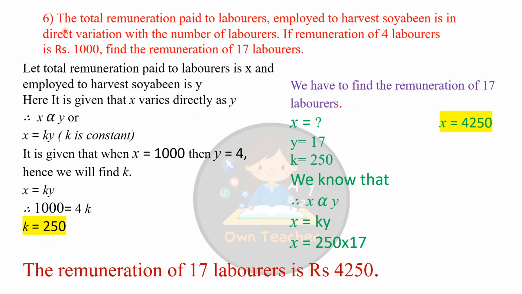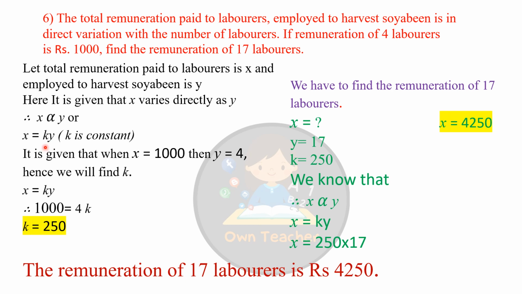The next example. The total remuneration paid to laborers employed to harvest soybean is in direct variation with the number of laborers. If remuneration of 4 laborers is 1000 rupees, find the remuneration of 17 laborers. Let total remuneration paid to laborers be x and the number of laborers employed to harvest soybean be y. Here it is given that x varies directly as y. x is directly proportional to y. x is equal to ky.